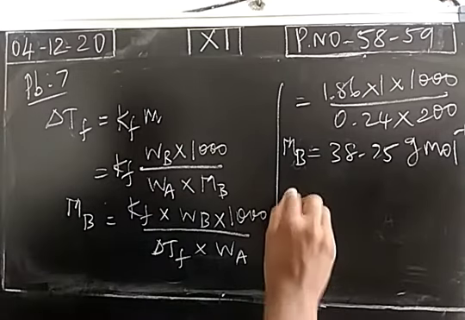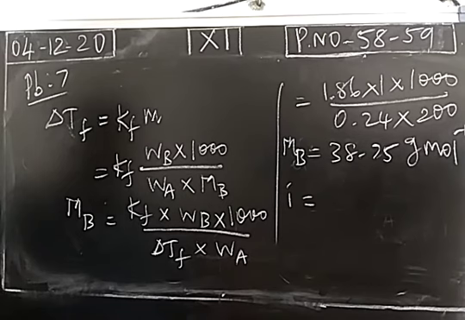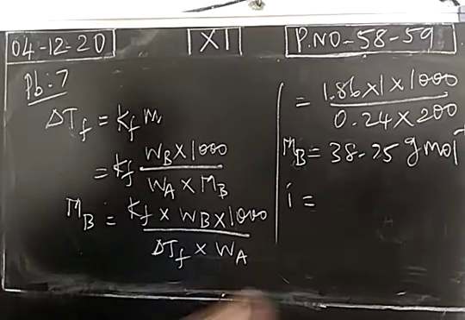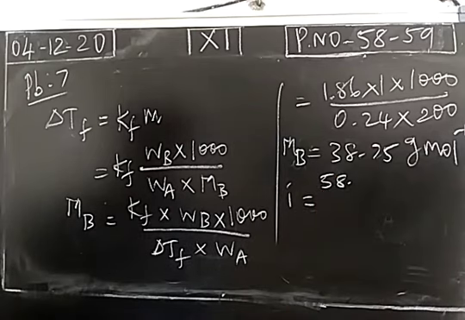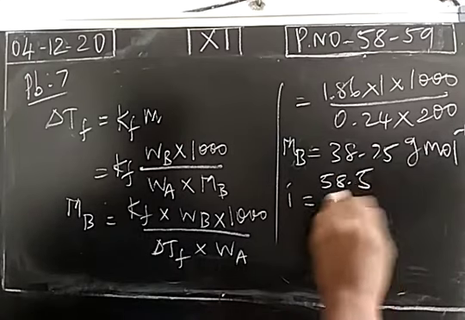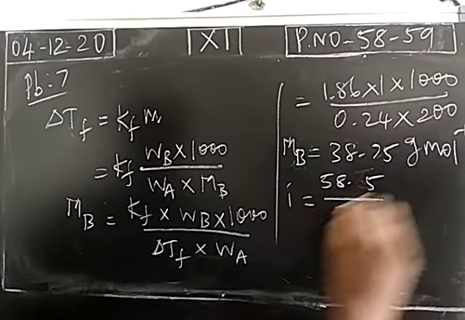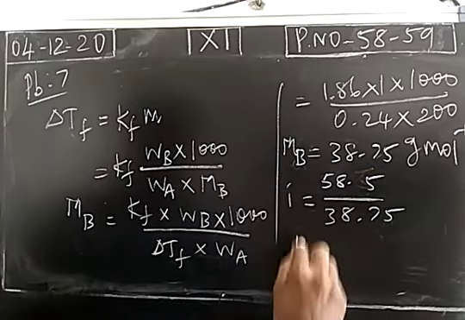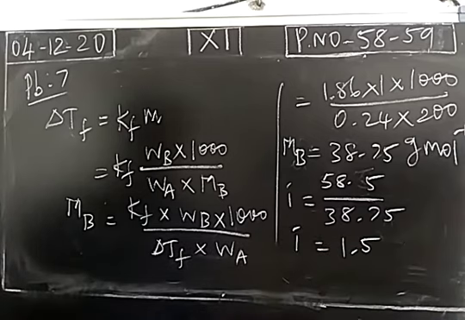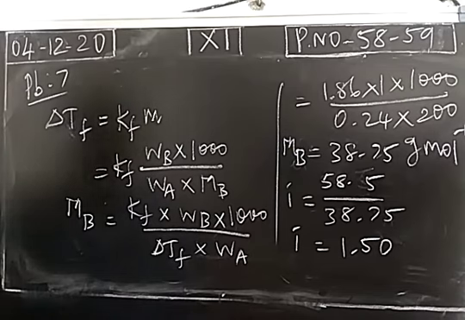We need the van't Hoff factor. Van't Hoff factor is the ratio of actual molar mass to the abnormal molar mass. Sodium chloride will undergo dissociation, so the actual molar mass is 58.5 and the abnormal molar mass is 38.75. So the i value is 1.50. The van't Hoff factor for this solution is 1.50.